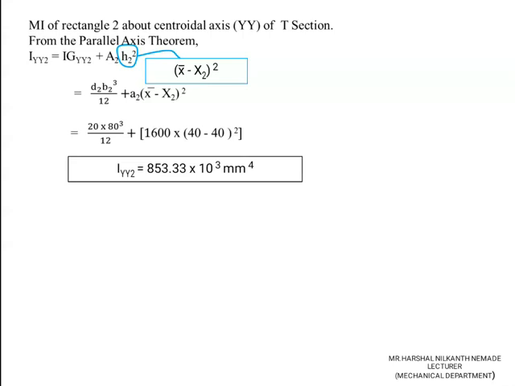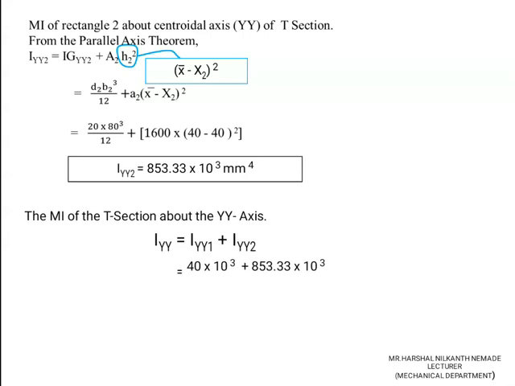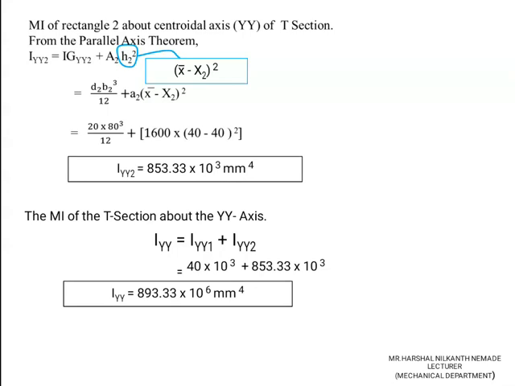The moment of inertia of T section about the y-axis, Iyy, is equal to Iyy1 plus Iyy2, is equal to substituting values of Iyy1 and Iyy2. I will get Iyy is equal to 893.33 multiplied by 10 raised to 6, unit will be mm raised to 4. This is your final answer.